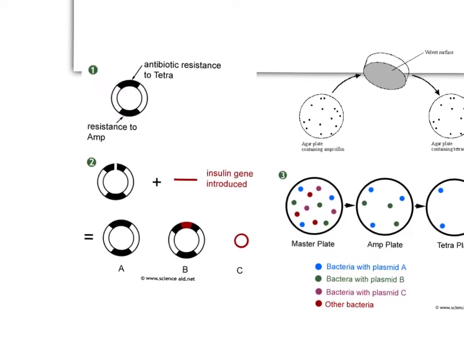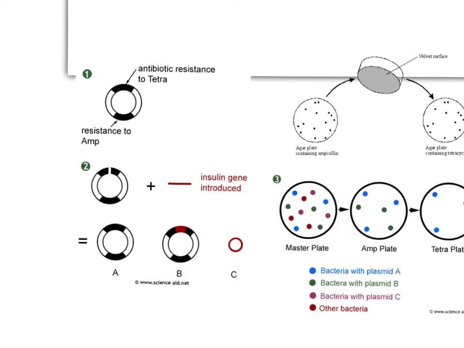So what we actually often do is we engineer a plasmid to have two genes, which are resistant to two different antibiotics. Here we have a plasmid we've engineered. This plasmid has a gene which confers resistance to an antibiotic called tetracycline, and it also has a gene which confers resistance to another antibiotic called ampicillin, one of the original penicillin type antibiotics.